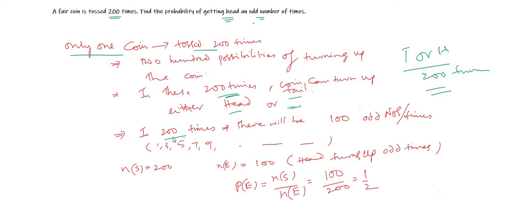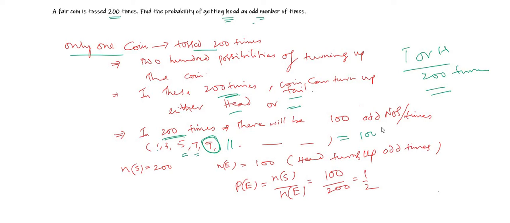What are the odd numbers of times? Means one head should come and the remaining all tails, or three heads and the remaining all tails, or five heads, or seven heads with the remaining all tails. That means he is saying an odd number of times. Suppose nine times out of 200 must be head and the remaining all tail, or 7 times head, or maybe 11 times head, all odd numbers of times.